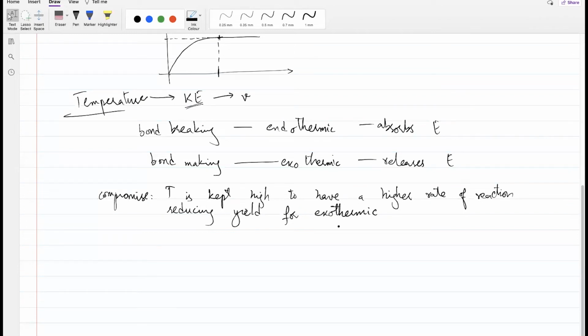So does everybody understand where the idea of compromise comes from? How is this related to equilibrium and the shift in equilibrium? Does everybody understand that? सर जी.